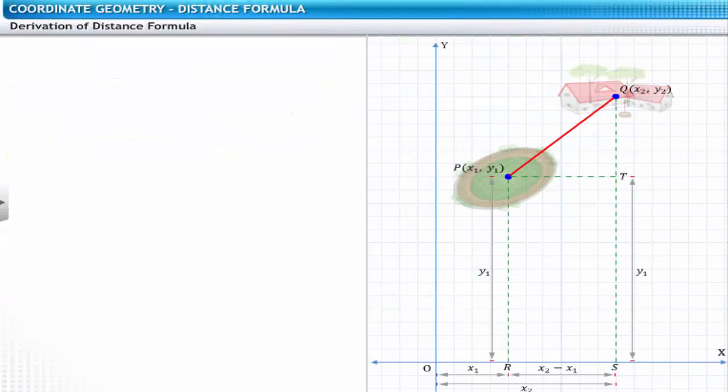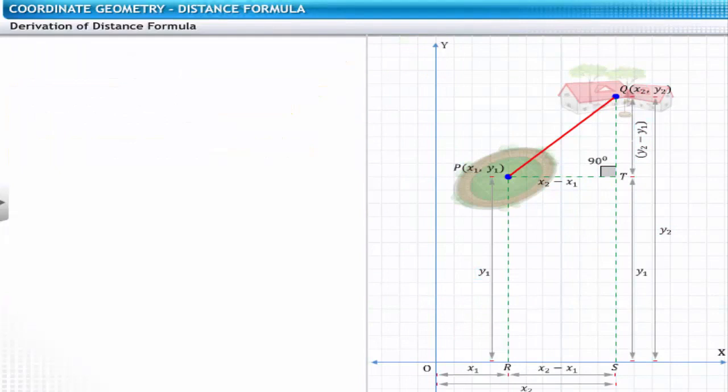Similarly, distance from Q to S is y2. Therefore, distance TQ equals SQ minus ST equals y2 minus y1. Distance RS is equal to distance PT, which is equal to x2 minus x1. As you can see, PTQ is a right-angled triangle.